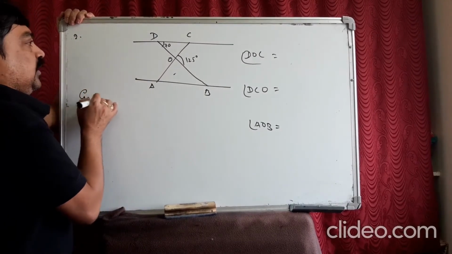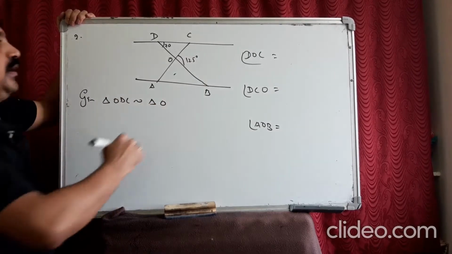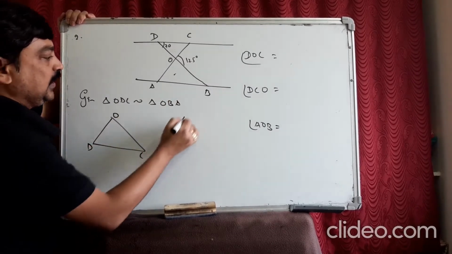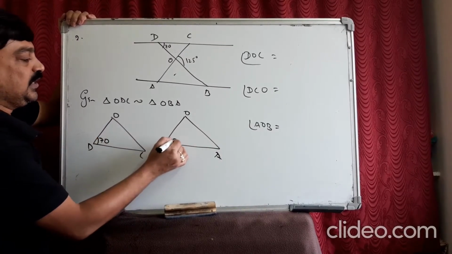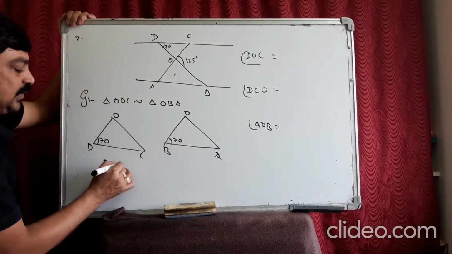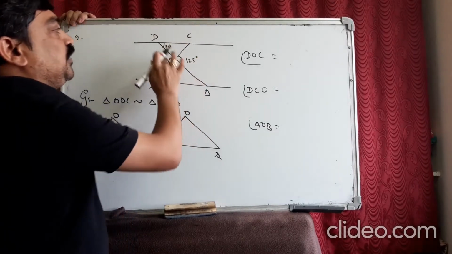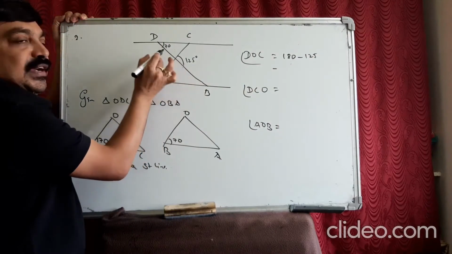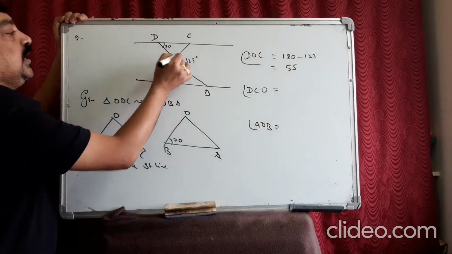Because given triangle ODC is similar to triangle OBA, that means your order should be like this: ODC and OBA. So here D is 70, so B should be 70, no doubt. B and D, BD is a straight line. When BD is a straight line, what will be angle DOC? Angle DOC will be 180 minus 125, because the whole line will be 180. 180 minus 125, it will be 55. That means here it will be 55.